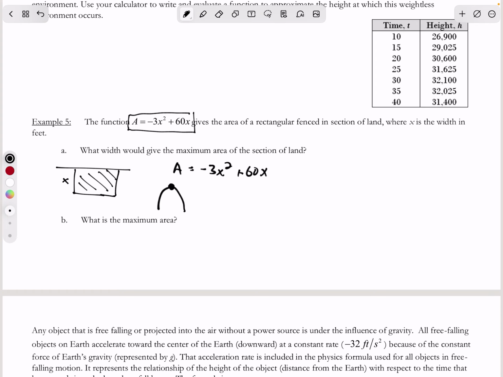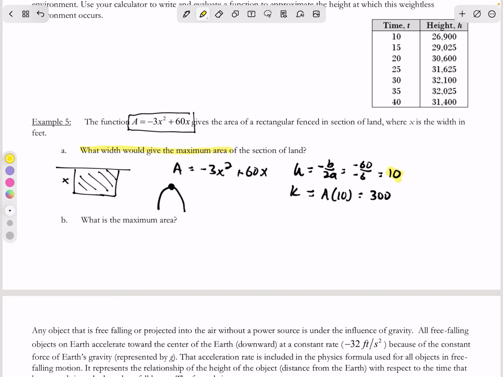Here's a downwards opening parabola. I want to focus on the vertex. This quadratic is in standard form, so I can get the vertex by saying h is negative b over 2a. That's negative 60 over negative 6, which is 10. And then K is just the area formula evaluated at that number. Don't make me write it out, it's 300. You can plug in 10 into that area formula and figure out it's 300. So I just answered both questions at once. What width would give the maximum area?